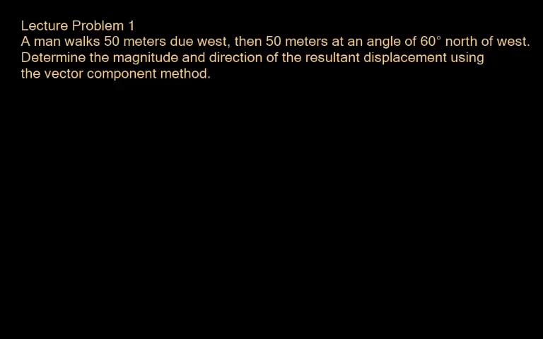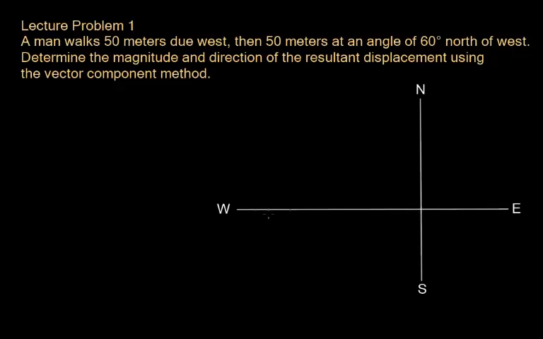Lecture problem 1. A man walks 50 meters due west, then 50 meters at an angle of 60 degrees north of west. Determine the magnitude and direction of the resultant displacement using the vector component method. First, let's sketch a diagram representing this motion.